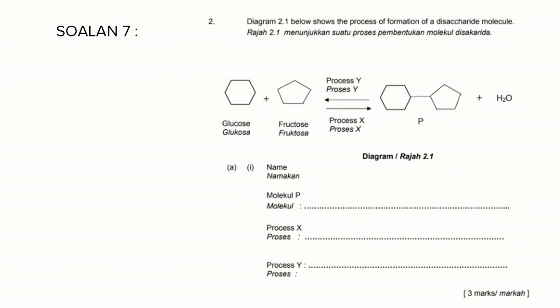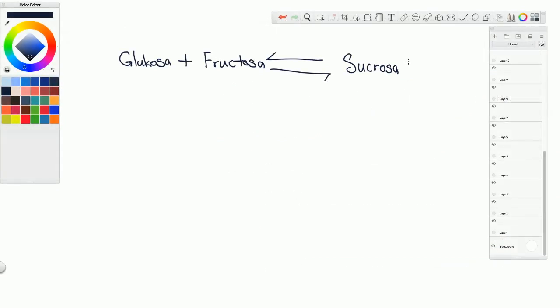Ada glukosa, dia segi 6. Glukosa memang segi 6. Lepas tu fructosa dia segi 5. Fructose is pentagon. Lepas tu masukkan P. Jadi kalau glukosa campur dengan fructose, jawapan ialah sucrose. For English is called sucrose, for BM is sukrosa. Lepas tu ada air dihasilkan, sebab ini merupakan proses condensation. BM ialah kondensasi.